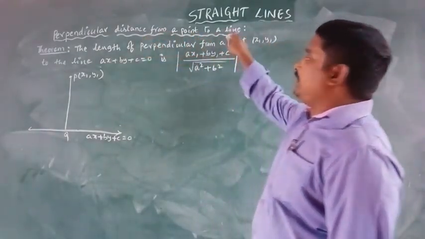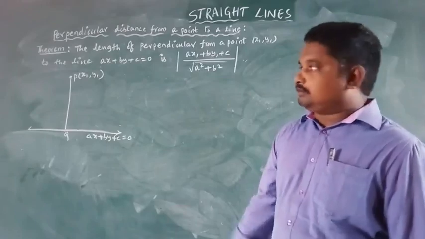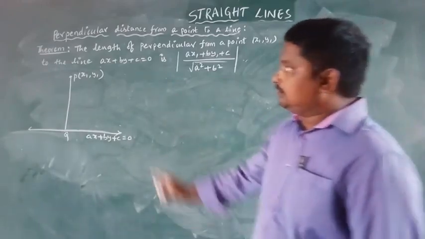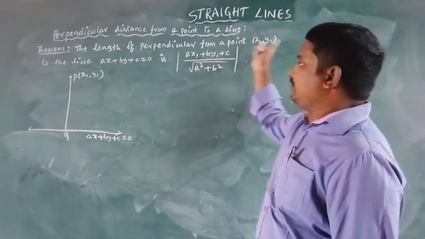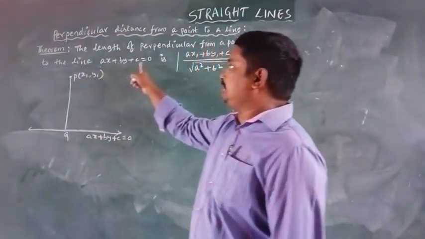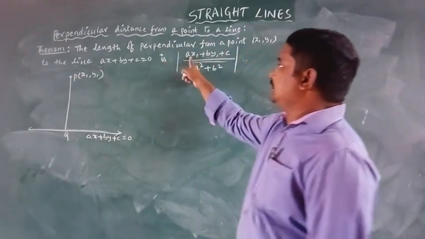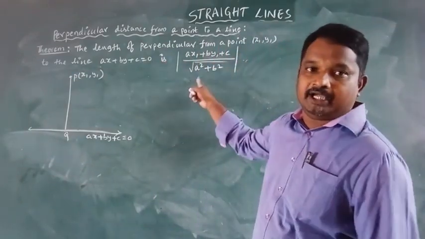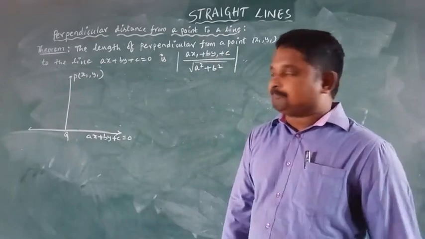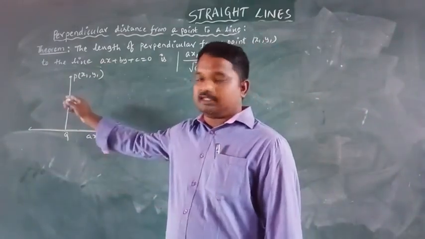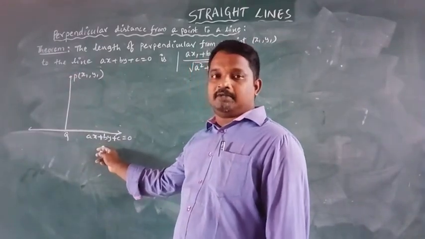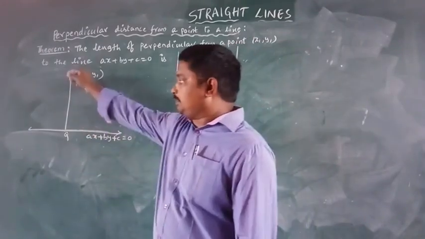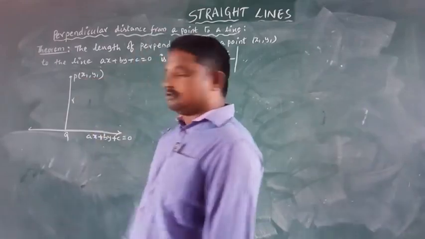Perpendicular distance from a point to a line. So in that first theorem, the length of the perpendicular from a point (x1, y1) to the line ax + by + c = 0 is (ax1 + by1 + c) by root over a square plus b square. So for that, I am taking P as the point (x1, y1), and the line ax + by + c = 0. This perpendicular distance I am taking as r.